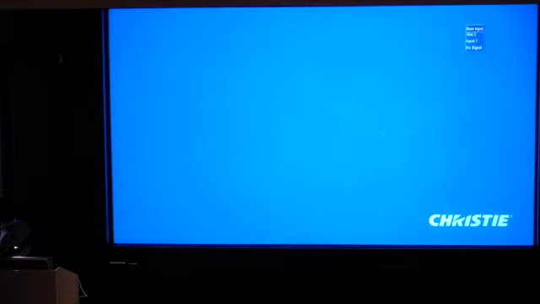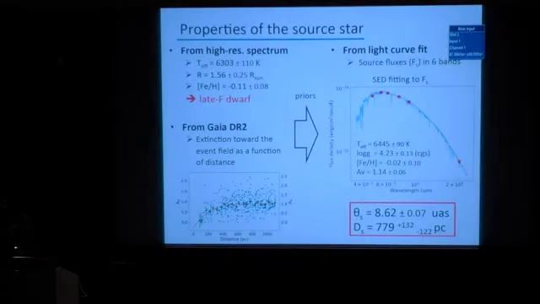We also refined the properties of the source star. From the high-resolution spectrum, we estimated the temperature, radius, and metallicity of the source star, which is consistent with a late F dwarf. And from Gaia DR2, we estimated the extinction towards the event field. Gaia DR2 provides extinction and also precise distance of each star.